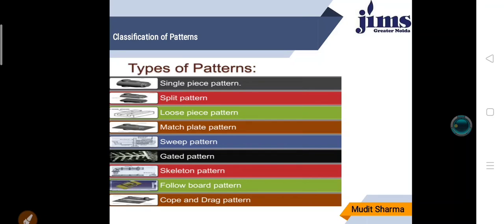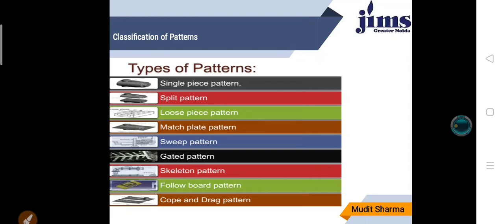Here I am going to discuss one or two patterns, like single piece pattern or loose piece pattern. There is no other piece involved during making of this kind of pattern. Second is split pattern. If it is impossible to create the cavity with one pattern, then we use a split pattern. We make our pattern in two parts, cope and drag, like the upper molding flask part and lower molding flask part.